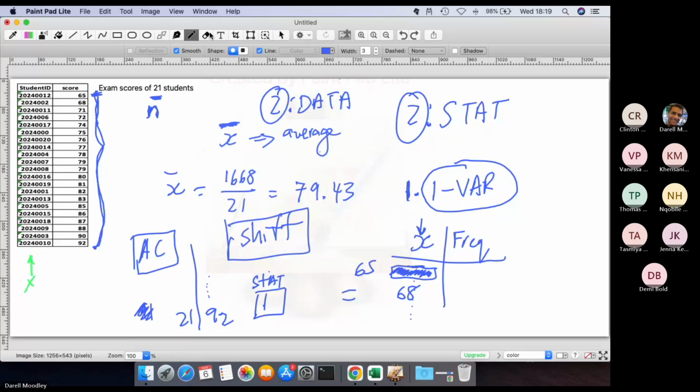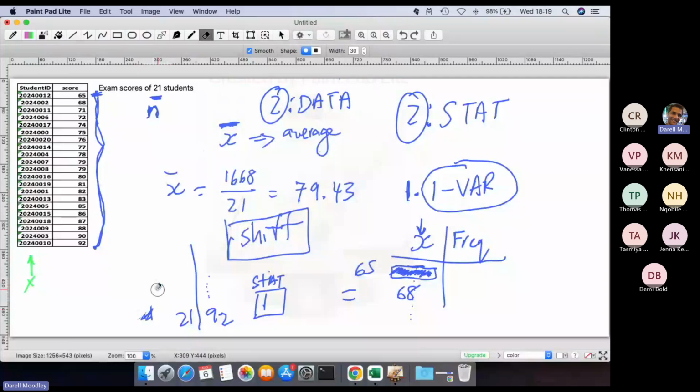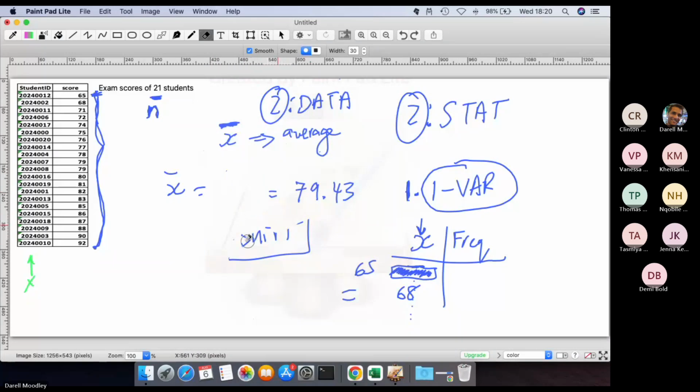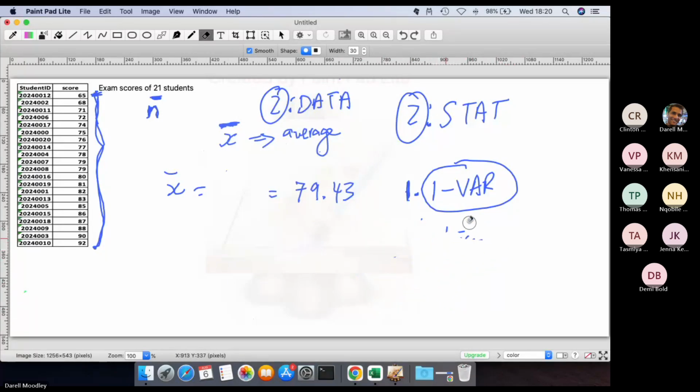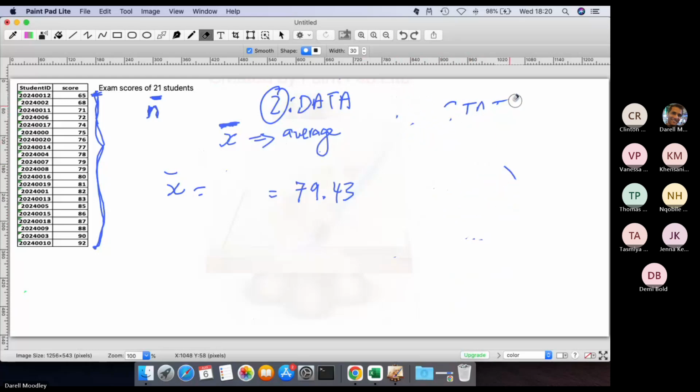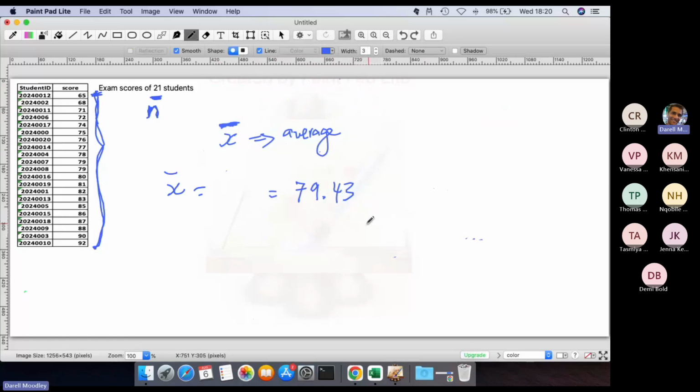Okay, so I'm going to come back. Now I'm going to show you how to actually get the mean just using the stat function. Okay, so give me a second. I'm going to make some space on the board here. Okay, so now we're going to get the average. We want to get the average using the stat function.